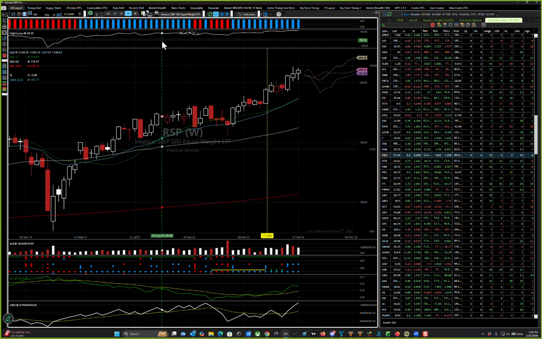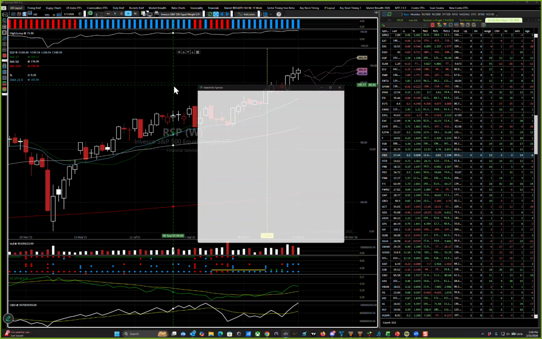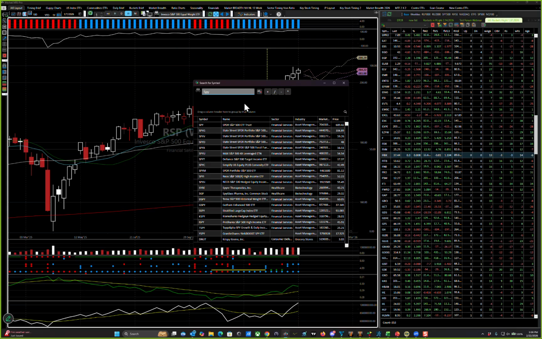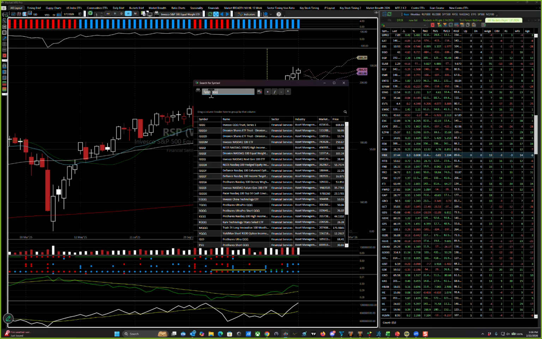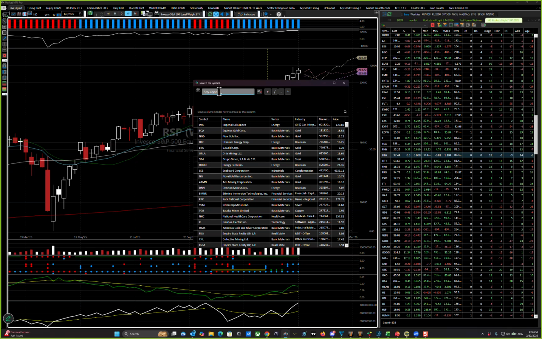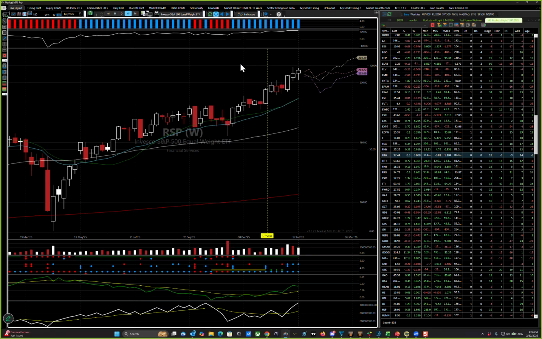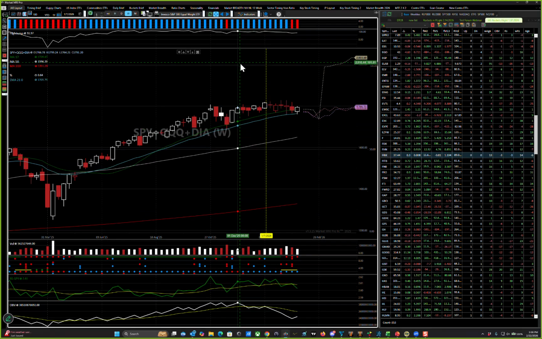Let's say you want to build your own index. You want to put in your index Spiders and the Qs and the Diamonds. And so there's your index, kind of looks like they're all rolling over a little bit. So the plus allows you to combine.